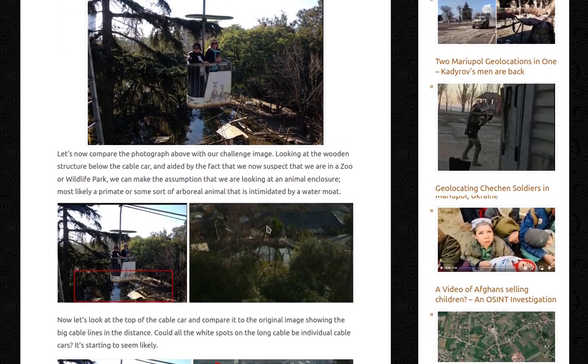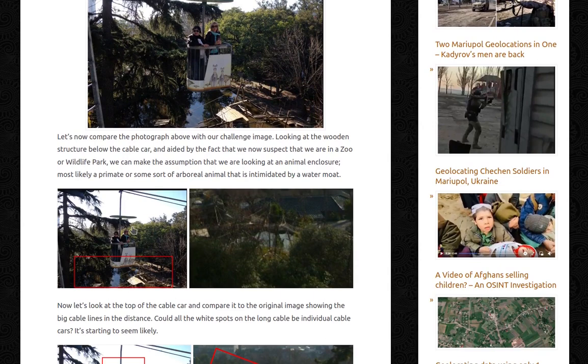So now let's compare the photograph above here with our challenge image. So looking at the wooden structure below the cable car, this one, and aided by the fact that we now suspect we are in a zoo or wildlife park, we can make the assumption that we're looking at an animal enclosure, most likely a primate or some sort of arboreal animal that is intimidated by a water moat.